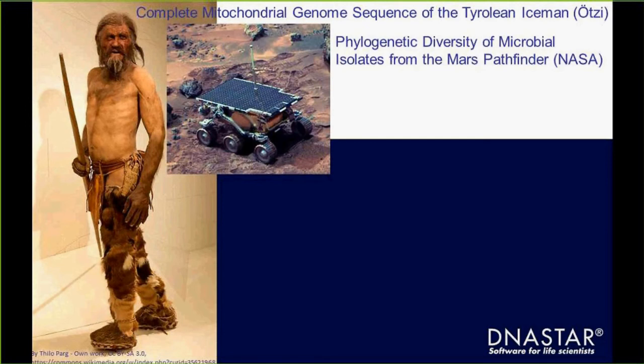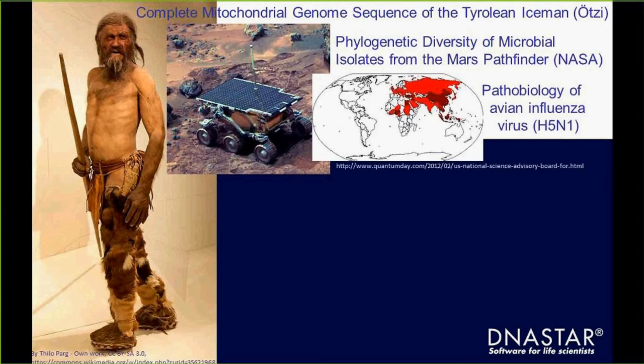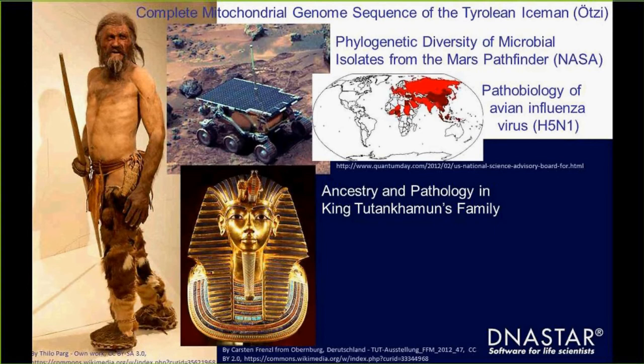NASA has used Lasergene software. They collected bacteria from Mars and did a phylogenetic diversity study on this. All the bacteria they found originated from Earth. Lasergene, by several researchers, is being used to this day to study bird flu across the world. Lasergene software was used to study the genealogy of the Tutankhamun family, as well as identify several of the pathogens that the people were afflicted with. Modern science is definitely a good thing.